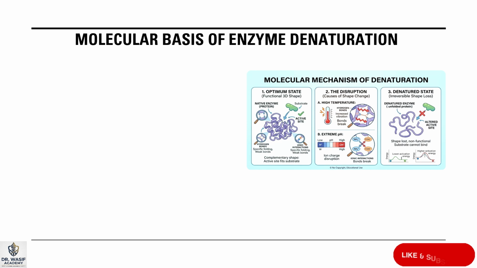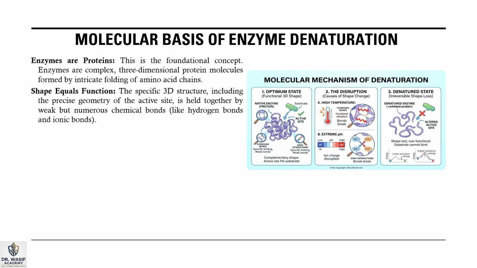We have used the word denatured several times now, but what is actually happening at a molecular level? Why does heat cause a protein to lose its shape? Let's zoom in on the atoms themselves. First of all, we know that enzymes are proteins. The foundation of everything is this. Enzymes are proteins. They are not solid blocks. They are long, complex chains of amino acids which have been folded into an intricate three-dimensional shape. Think of it like a very specifically folded piece of origami. In biology, shape equals function, or you can say shape dictates function.